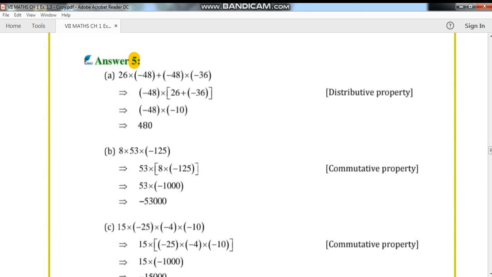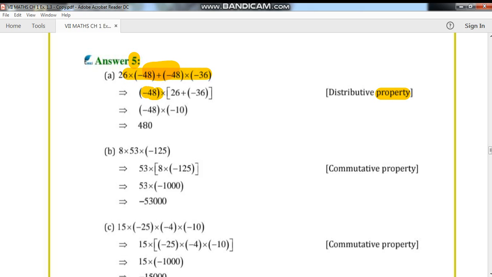Question number 5 is asking us to solve the sums using the different properties which we have already learned. Question number A: 26 multiplied by minus 48 plus minus 48 multiplied by minus 36. As you can see very clearly in this question that minus 48 is the common number.